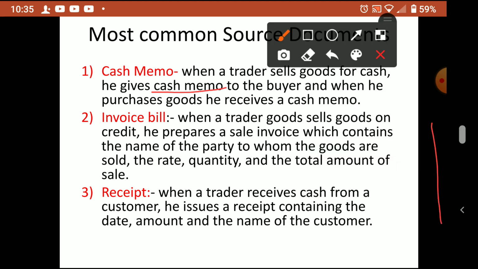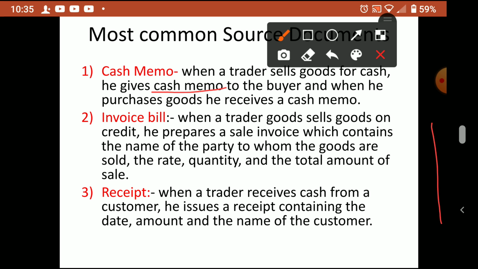Next, another voucher source document is the receipt. When a trader receives cash from a customer, he issues a receipt containing the date, amount, and the name of the customer. Suppose some customers do not pay money on the same day of sale; it may be a credit sale. Later, after two or three days, the customer comes back and gives the money to the trader. That time the trader writes a bill, and that is called a receipt.